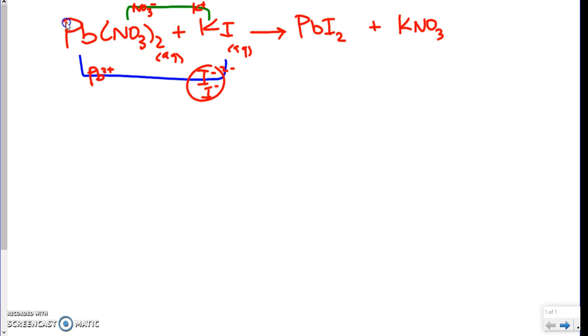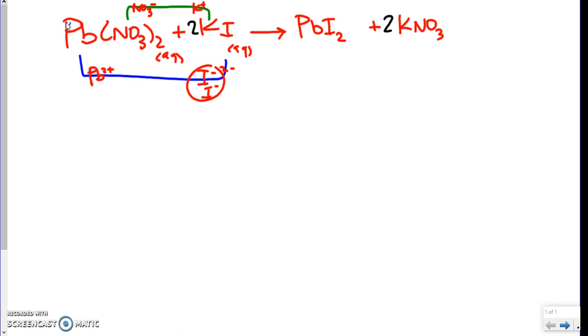Okay, the next thing that we should try to do here is balance this reaction, and it looks to me as though if I were to put a 2 in front of the potassium iodide and a 2 in front of the potassium nitrate, that would be pretty good. Okay. Next thing we're going to do is use our solubility rules in order to determine what are the physical states of these compounds.